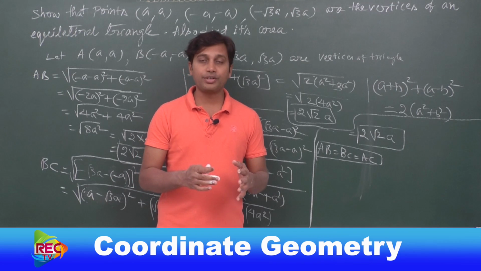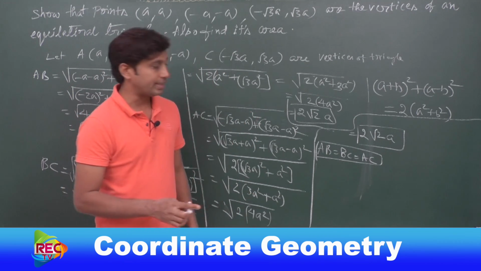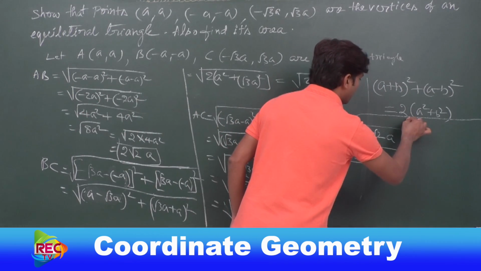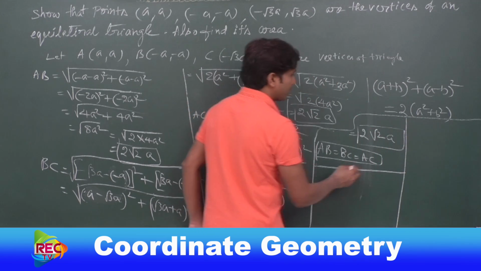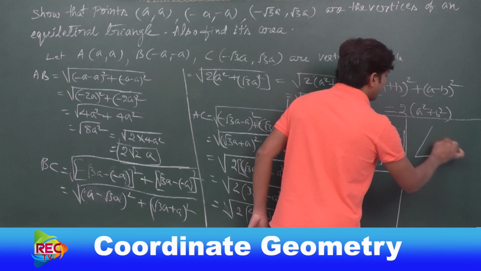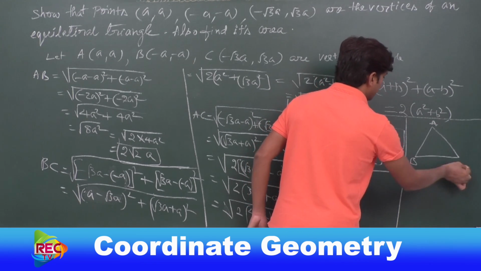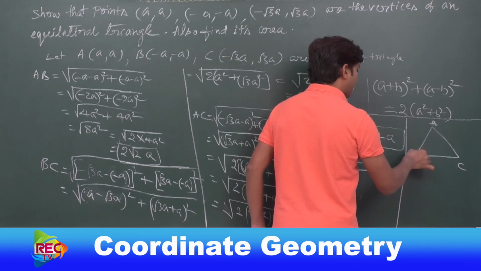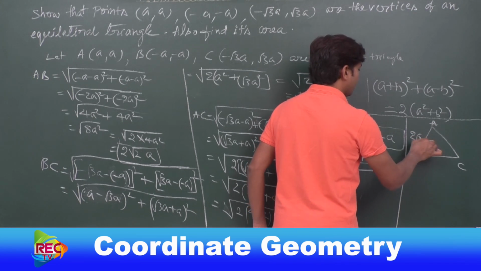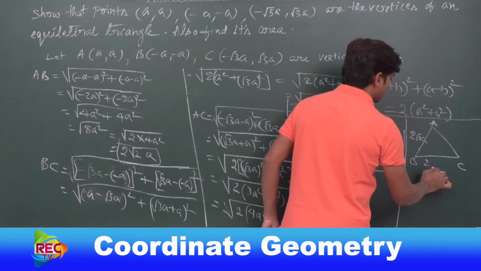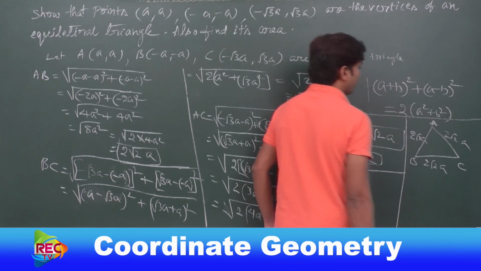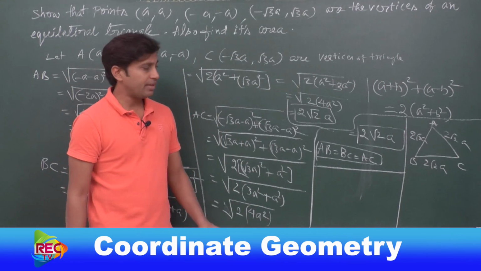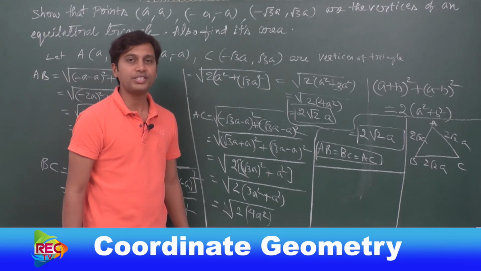Our task is to find out the area of it. Let me draw the figure here. This is part 2. In this triangle ABC, the length of AB is 2 root 2A, and the length of BC is also 2 root 2A, and the length of AC also 2 root 2A. Got it? So all the lengths are equal, and each side length would be how much?